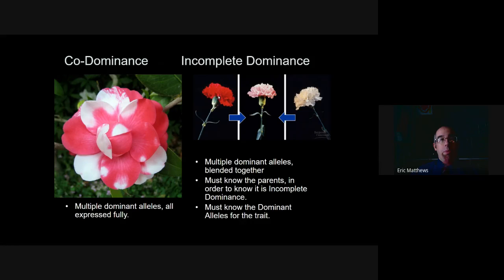Incomplete dominance would be like the offspring getting a red allele and a white allele, and now those two blend together in order to make that pink color that you see in the middle. It isn't red, it isn't white, it is a creation from the two of them coming together. We see this stuff all over the place.